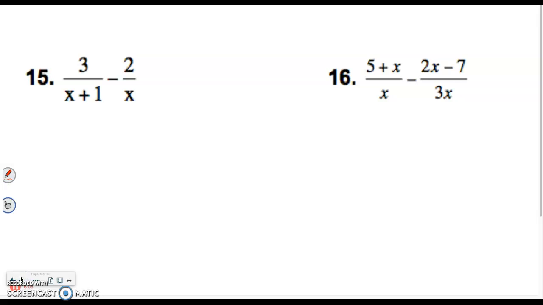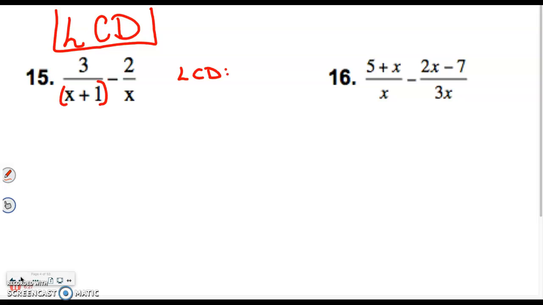I chose subtraction for both of these because it tends to be harder. When you add and subtract, you always need that LCD. And remember when we did these in here, you guys were really good at it. So be careful. Remember what you do is your LCD, I'm going to write it over here, needs to have every factor. Put that in parentheses. It needs an x plus 1. And it needs an x.